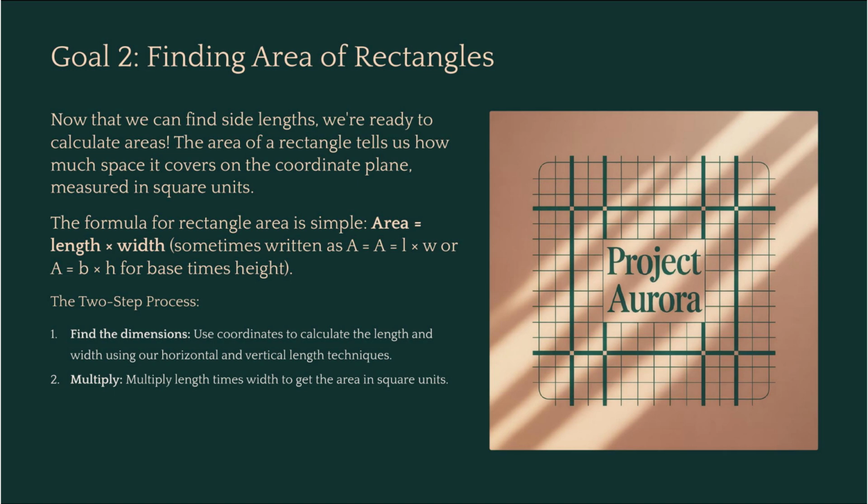Area equals length times width. By using the coordinates to find the length and width, we can then multiply them to get the total number of square units inside the shape.